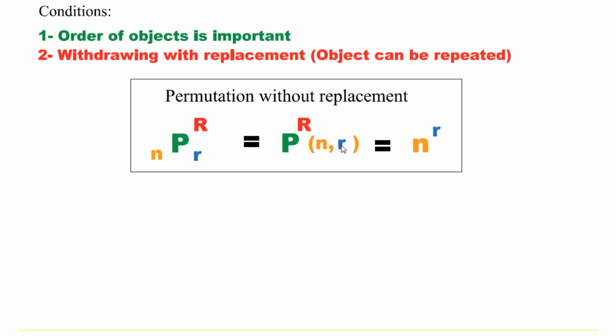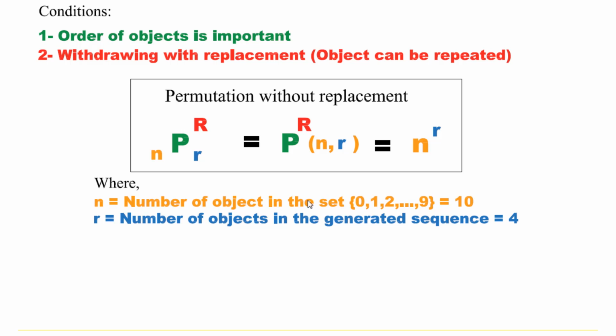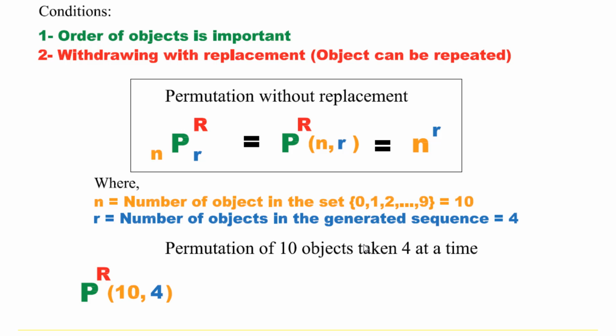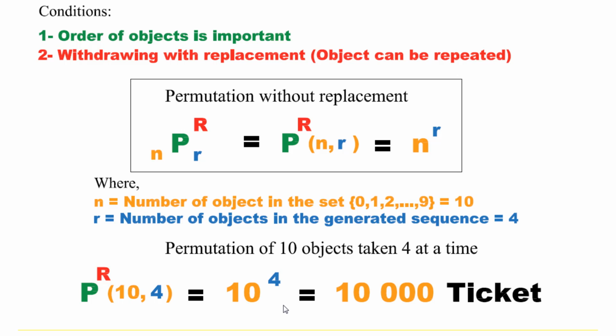For n objects taken r at a time, here n is the number of objects in the set. So we have 10 balls numbered from 0 to 9, and their total number is 10, and r is the number of objects in the generated sequence. So how many digits do we have? We have 4. So r is equal to 4. And now we have permutation of 10 digits taken 4 at a time. So we substitute in this formula n and r. So permutation with replacement of 10 taken 4 is equal to 10 to the power of 4, and that is 10,000 tickets.